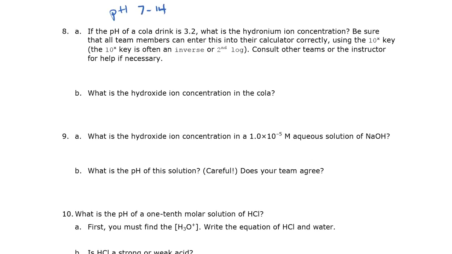All right, number 8. If the pH of a cola drink is 3.2, what is the hydronium ion concentration? And I've given you some hints on how to work your calculator. So try that now, remembering this is the equation for pH. And that should be a square bracket. So try that now.